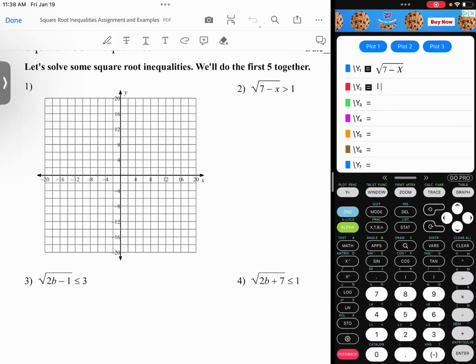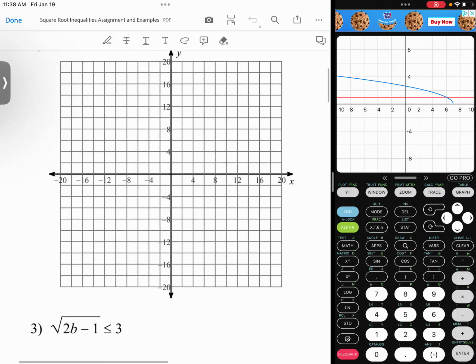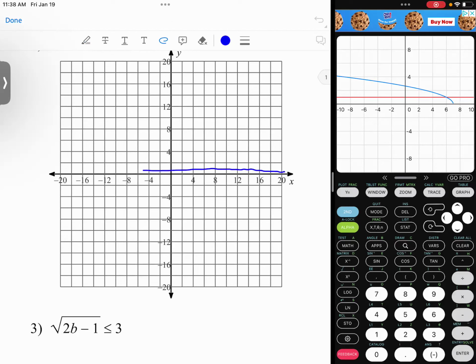So the square root is going to be the blue line, and 1 is going to be the red line. We want to know when the square root is going to be greater than that. So if I go to my graph and draw myself a line, 1 would be about there. Should have done that in red. Sorry for the confusion. Oh, I can't do it in red.